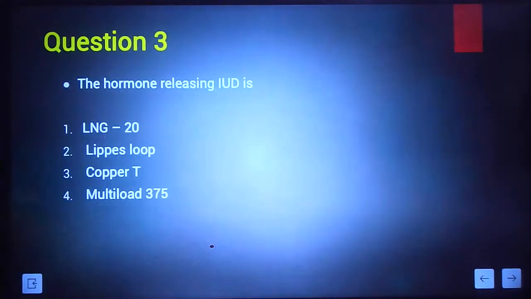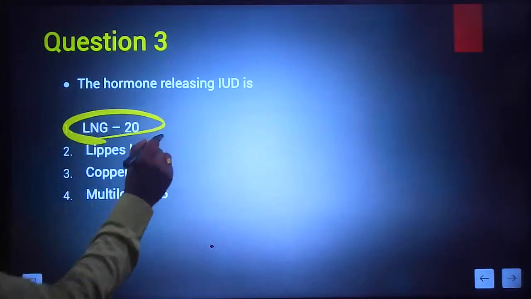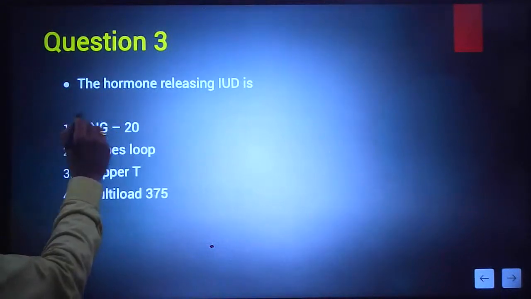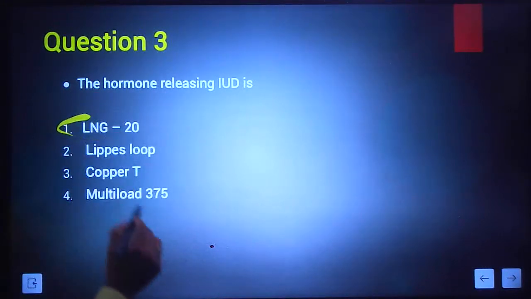Okay. Next question. The hormone releasing IUD. This type of question may also come. Can you give me an example of a hormone releasing IUD? Which of these is a hormone releasing IUD? LNG20, Lippes loop, Copper T, Multiload 375. So which one? Here we could see LNG20 is a hormone releasing IUD. Okay, so we're done with question 3.